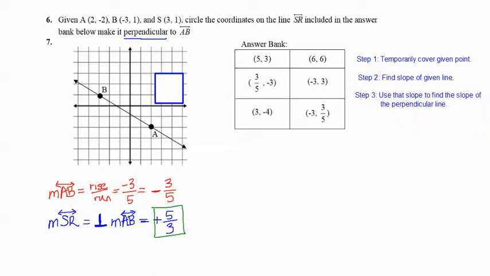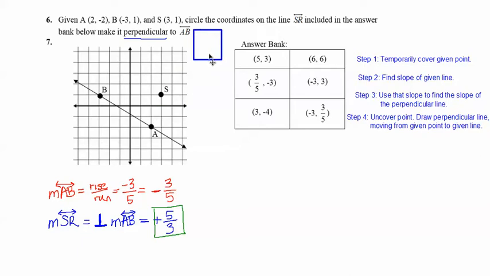Use that slope to find the slope of the perpendicular line. Well, that's what we found, the slope of the perpendicular line. Step 4, uncover the point. So now we're going to draw a perpendicular line moving from the given point to the given line, following these instructions on how to move. This is the instructions for the perpendicular line.